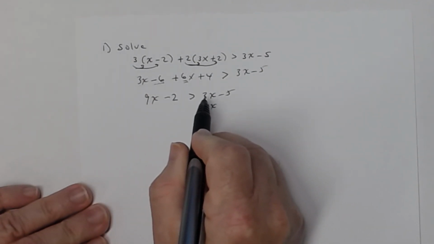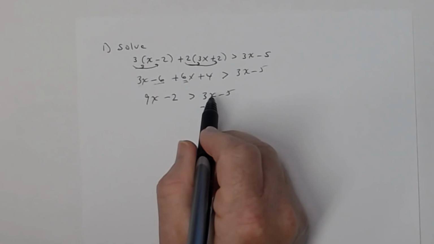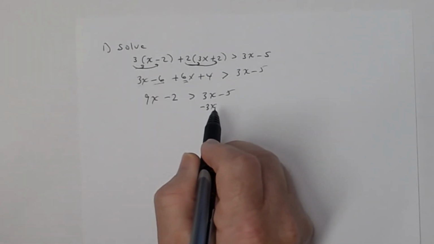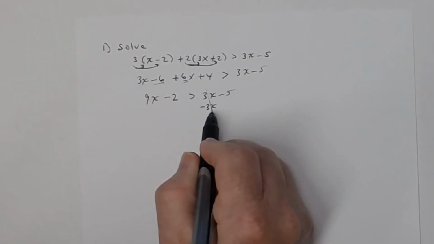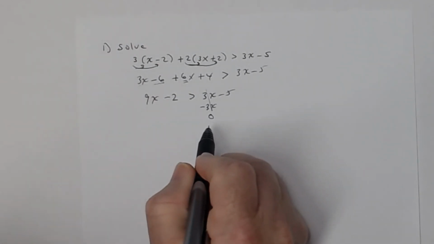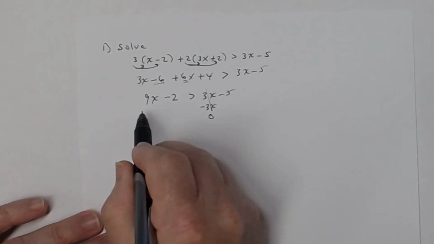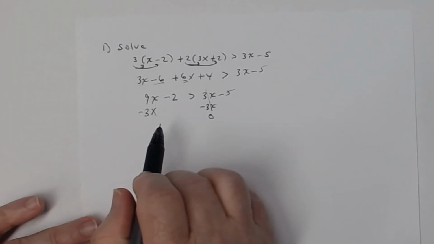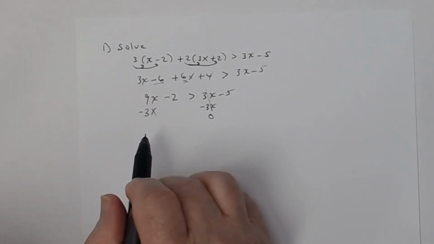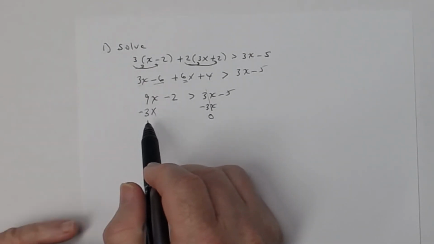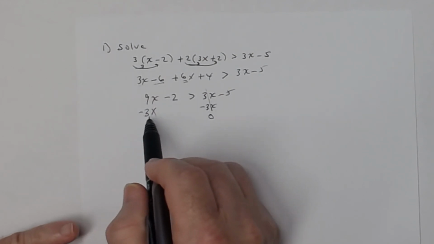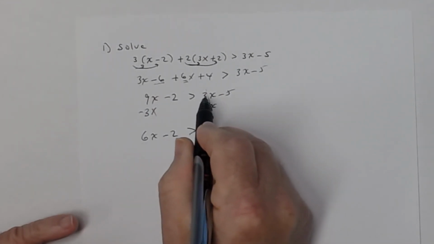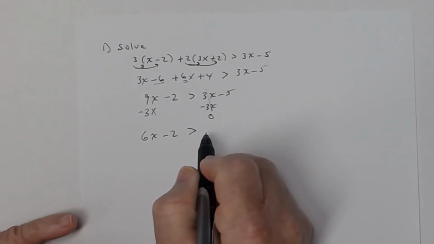So remember, in order to do that, you have to think of its opposite. Right now, this is a positive 3x. In order to get that to be a 0, I need to subtract 3x. And it makes sense because 3x minus 3x is 0. But remember, what you do to one side, you have to do to the other. And then combine like terms, just like you would with a linear equation, or any equation for that matter. You have 9x minus 3x is 6x, minus 2 is greater than, and 0 and a negative 5 is a negative 5.